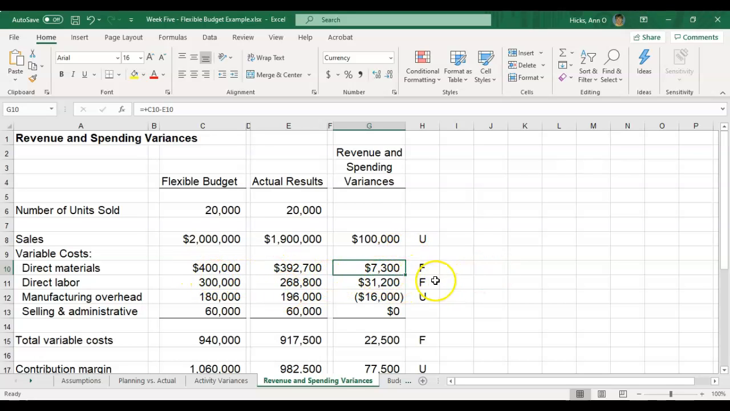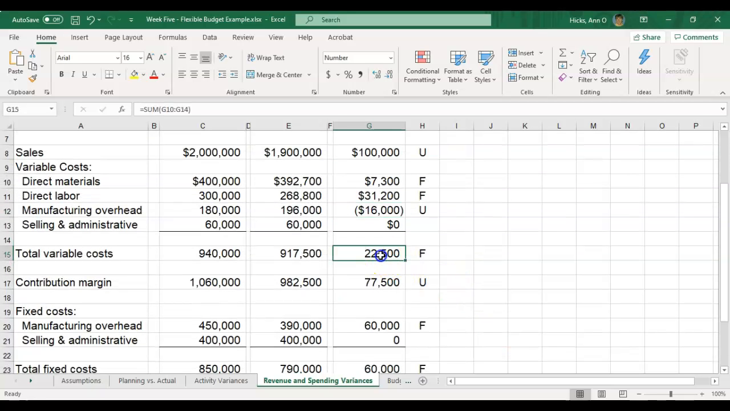Same thing with direct labor. We've got favorable $31,200. Now, notice manufacturing overhead, we actually have an unfavorable spending variance, which means that the impact of higher costs exceeded the benefit of selling fewer units. We come down here and for total variable costs, we have a favorable variance of $22,500, but an unfavorable variance in contribution margin, which just tells us that the savings in costs was not enough to offset the reduction in the sales price.